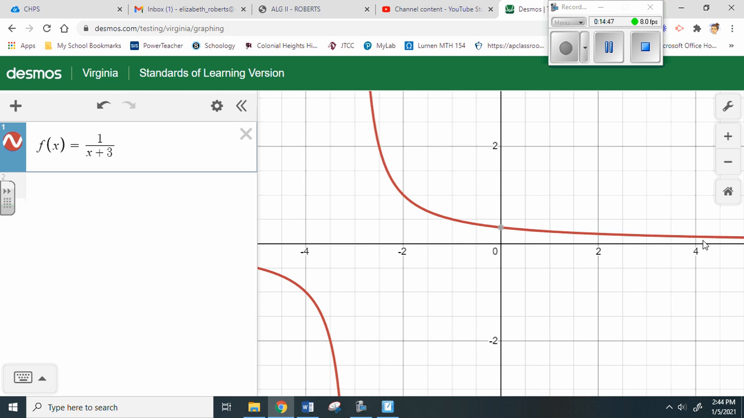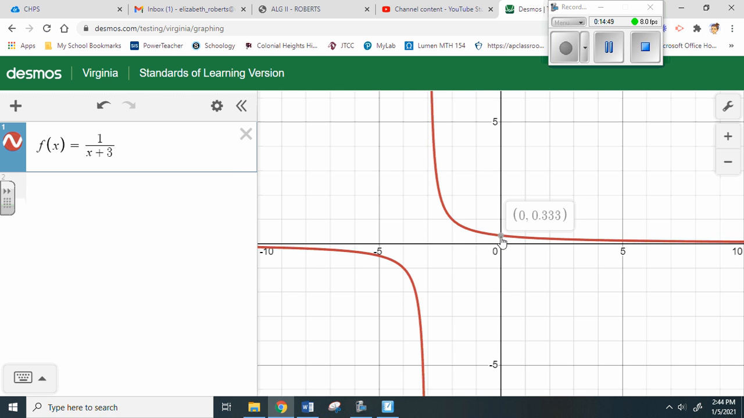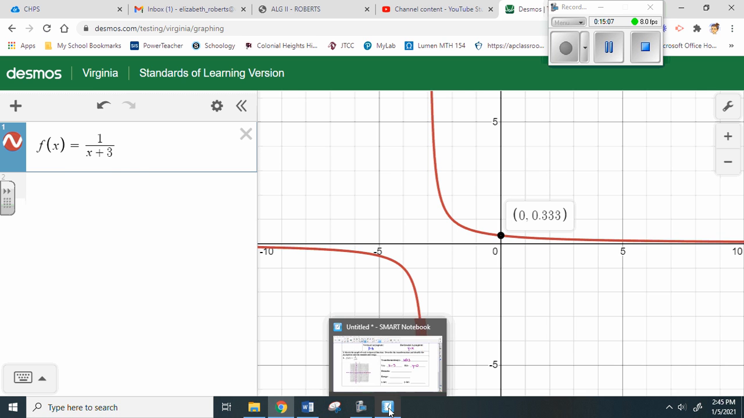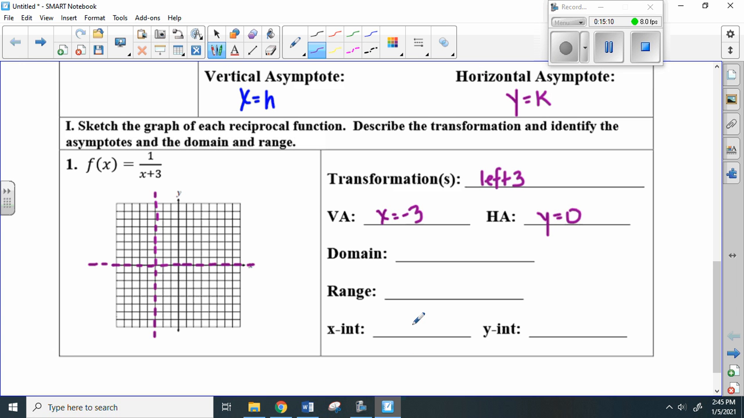But since it gives it to me, I'm going to actually use some of the points that Desmos gives me. Desmos gives me the y-intercept, and unfortunately, it can't give me an x-intercept because that's an asymptote. So I'm going to come back over here, and first say there's none for the x-intercept. The y-intercept was at 0 and 0.333, so that's done.